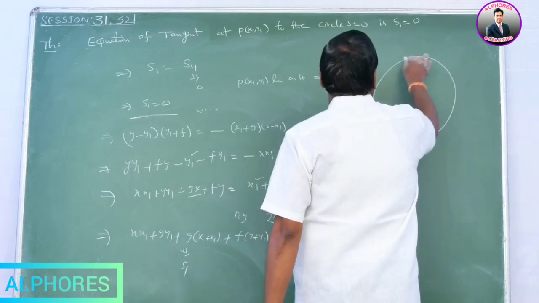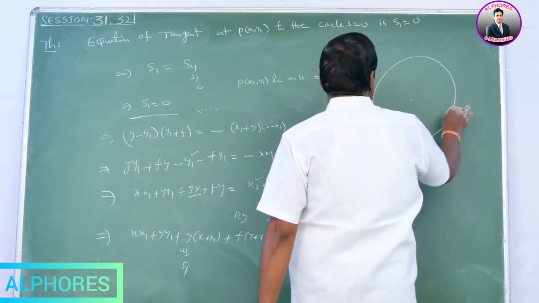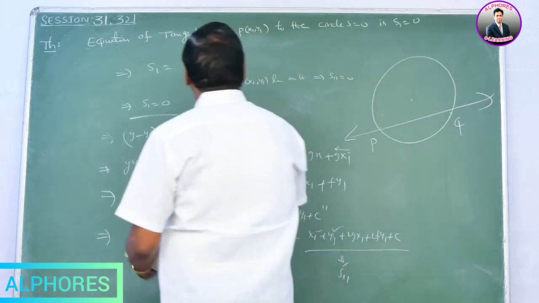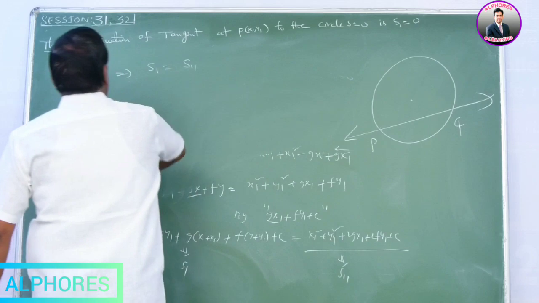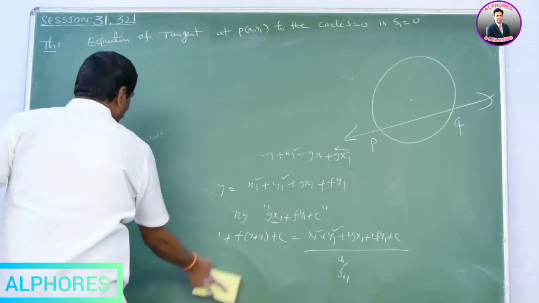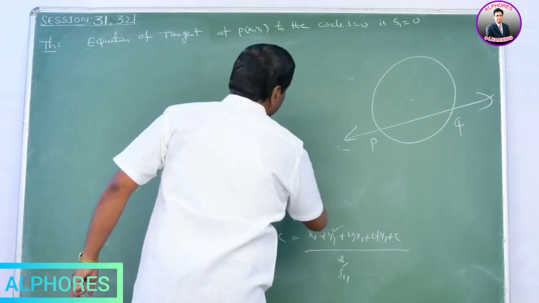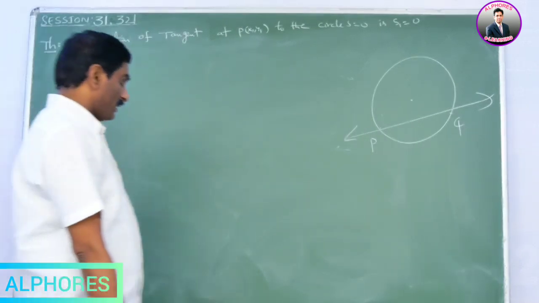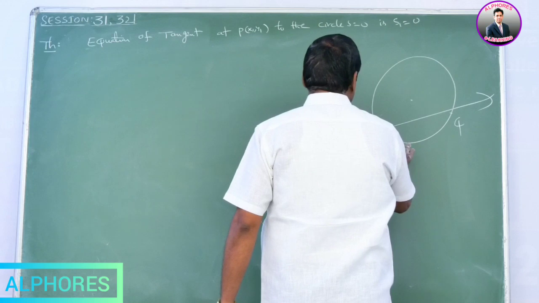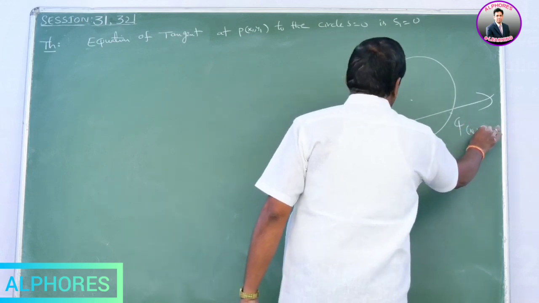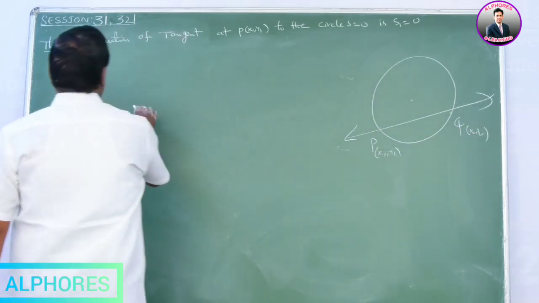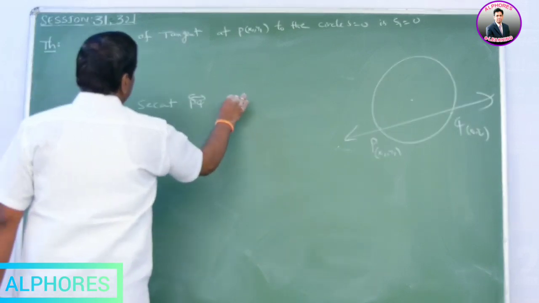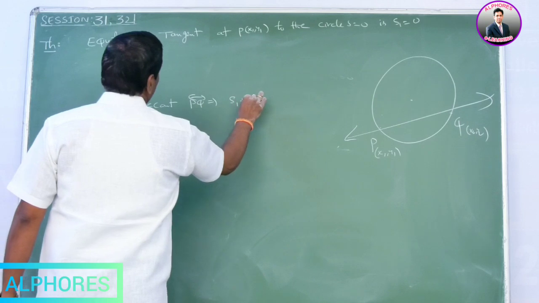Alternative method. Say P, Q are 2 different points on the circle. Then the equation of the secant line PQ is S1 + S2 = S12. Already we proved this value. Say P(x1, y1) and Q(x2, y2) are 2 different points on the circle. Then the secant line PQ equation is S1 + S2 = S12.